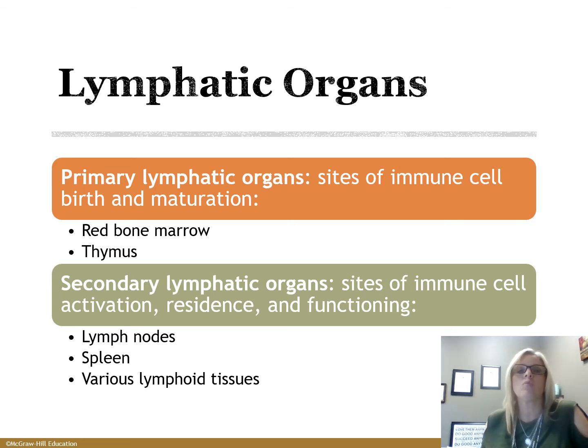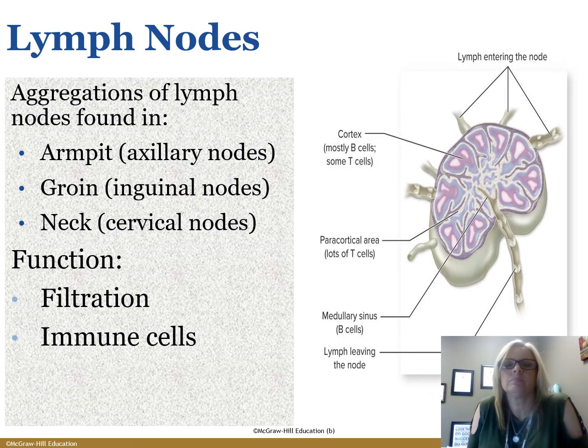All blood cells are going to originate in the bone marrow, even the B and T lymphocyte as precursor cells. They're going to move then to the thymus and spleen once they express markers that identify them as B or T cells. So lymph nodes are small bean-shaped organs.